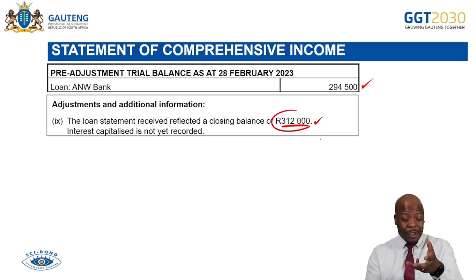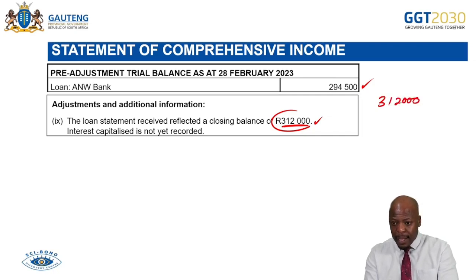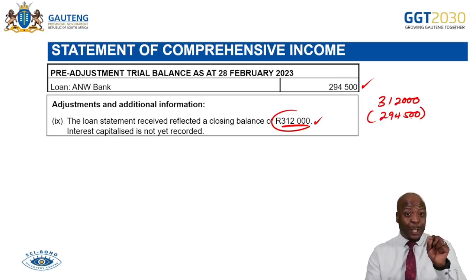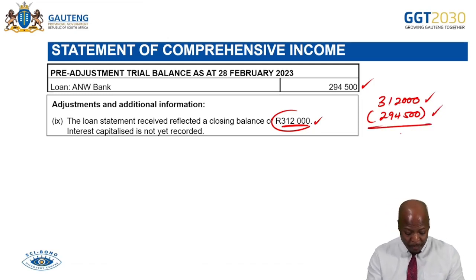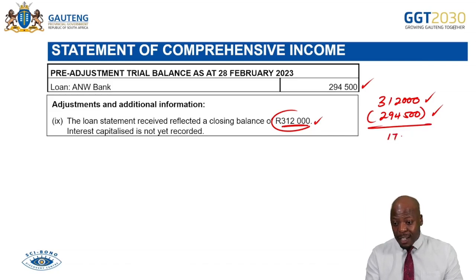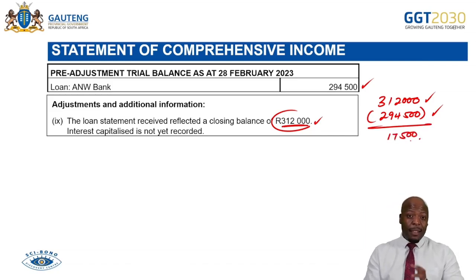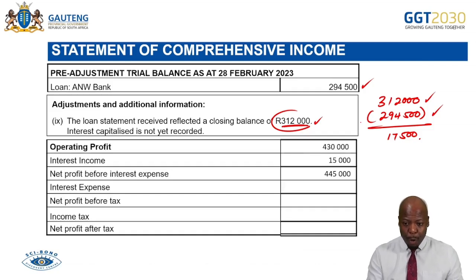If I want to know my interest, I take my 312,000, which is what the bank is telling us that we owe them, and I subtract the amount of money that we know we owe them, because we have not yet recorded the interest, since the bank calculates the interest. So this is how much we know to be in our business records, and this is what now appears on the bank statement. The difference between these two is 17,500. This 17,500 becomes my interest on the loan.